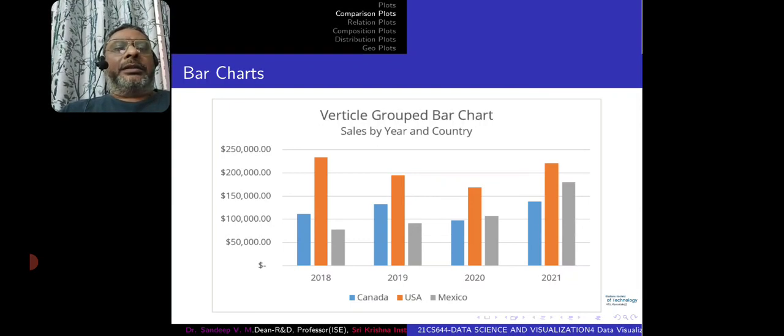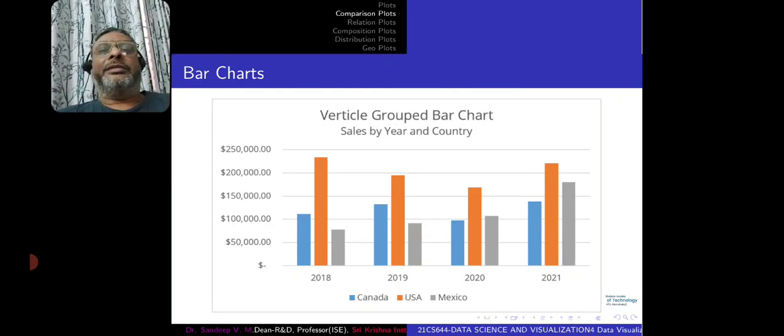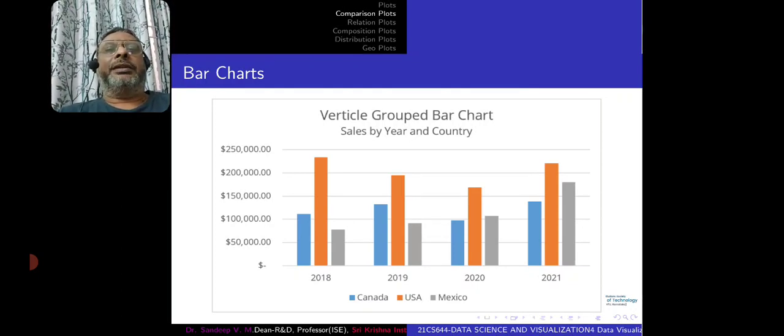Looking at Canada, it's almost consistent, going up, down, up, down, up, down. And looking at Mexico, it's doing well and better with time. So it started slow and then is consistently trying to increase from time to time. So all this information can be made available when this whole thing is put in the bar chart.